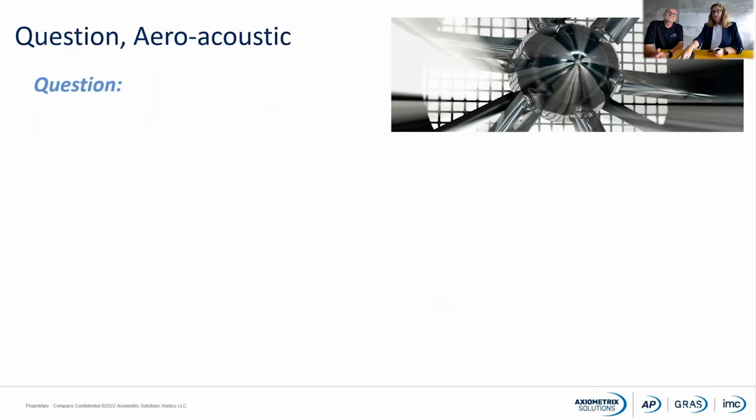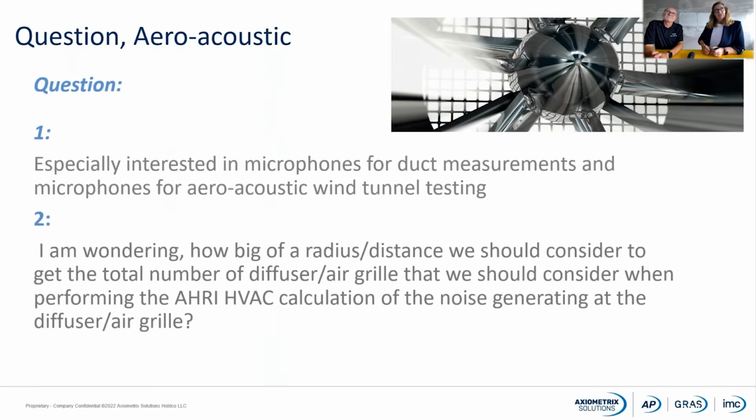Good. Then the next question is, especially interested in microphones for duct measurements and microphones for aeroacoustic wind tunnel testing. And in connection with this, we also have, I'm wondering how big of a radius distance we should consider to get the total number of diffuser air terminals that we should consider when performing the AIHRI HVAC calculation of the noise generated at the diffuser air terminal.